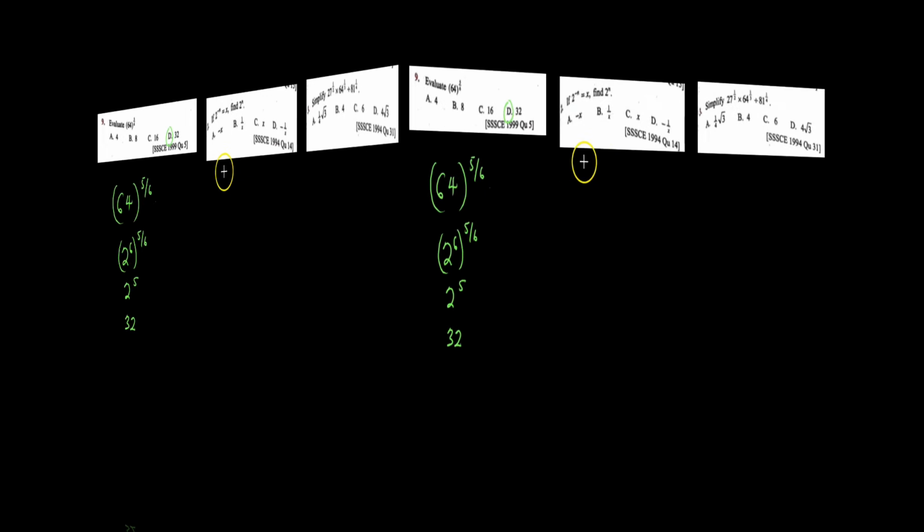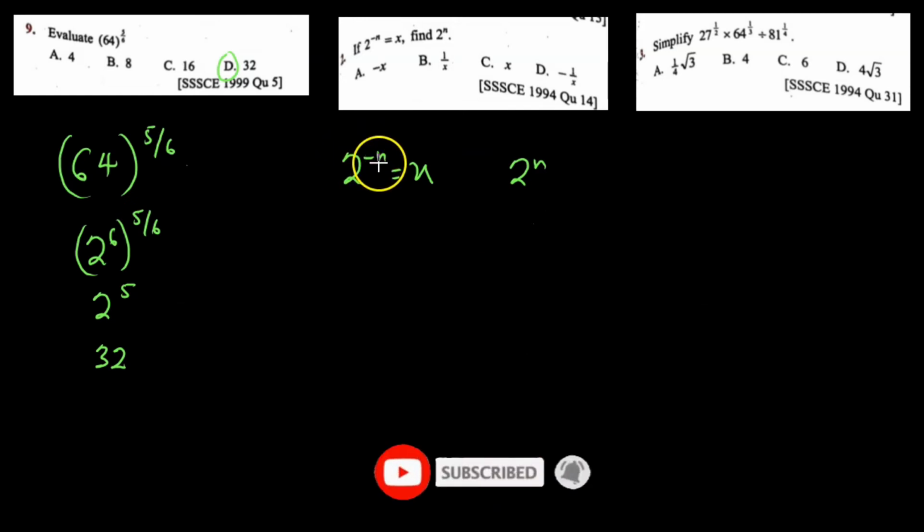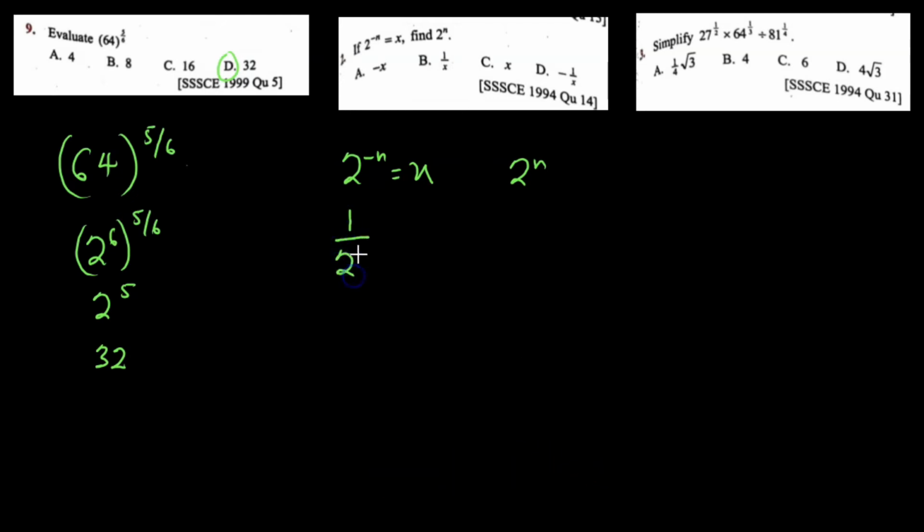Now going to the next one, we are told that if 2 to the power negative n is equal to x, we should find 2 to the power n. That is also another nice question. 2 to the power negative n is equal to x. We should find an expression for 2 to the power n. Now remember, we learned that if you have a negative exponent, you can write it as 1 over 2 to the power n equal to x.